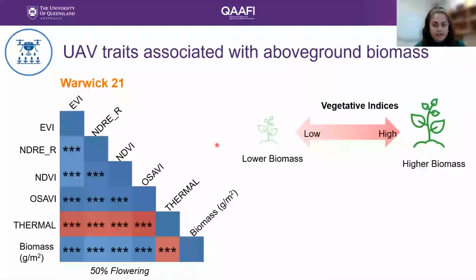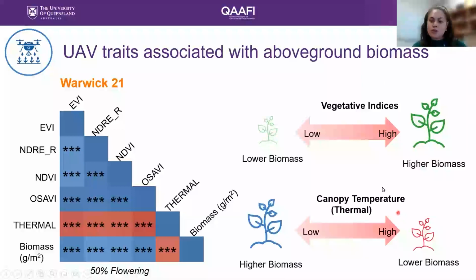And so in Warwick, we see that there is a significant positive relationship with all the vegetative indices, which means that high vegetative index means higher biomass. And there's also that same relationship with canopy temperature. So high canopy temperature, lower biomass, which could be linked to stomatal conductance or could be linked to a cooler canopy because the canopy is closed up in the plot. But it's an interesting way to start exploring some of these relationships.